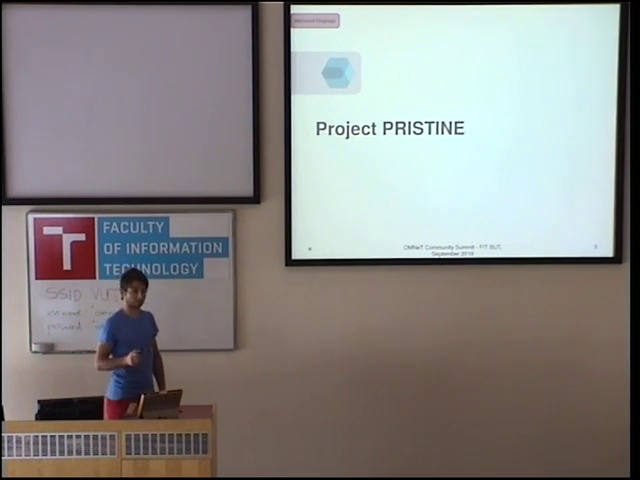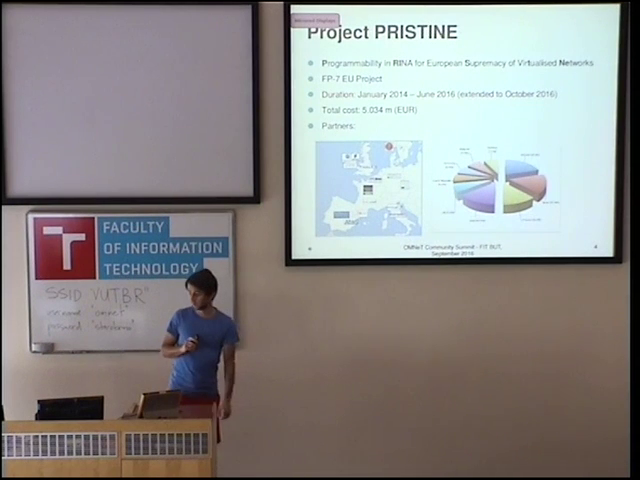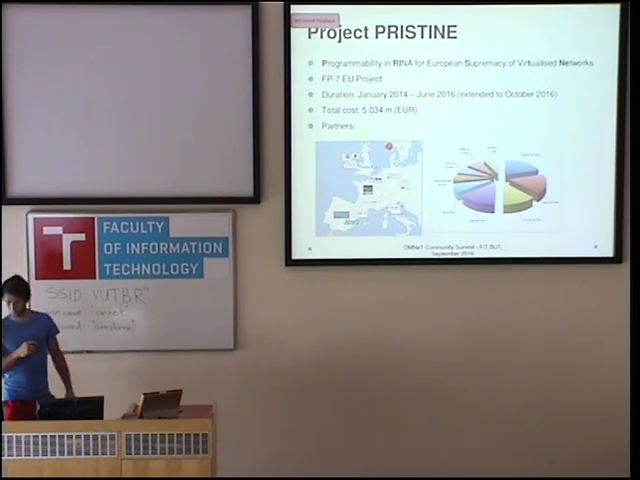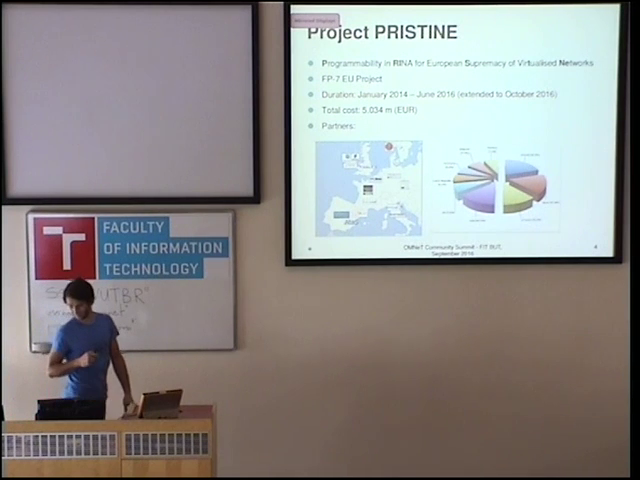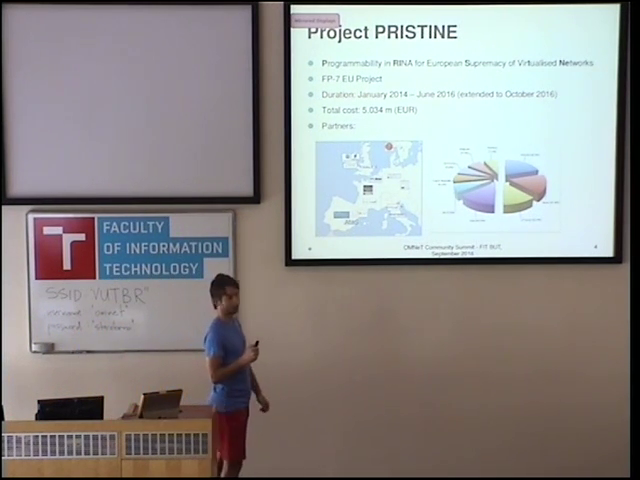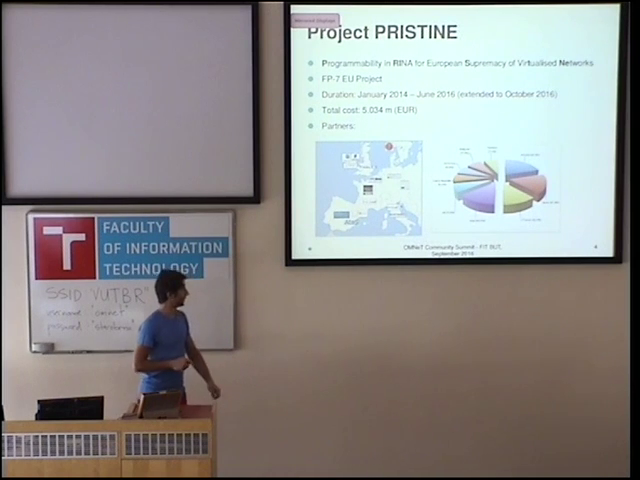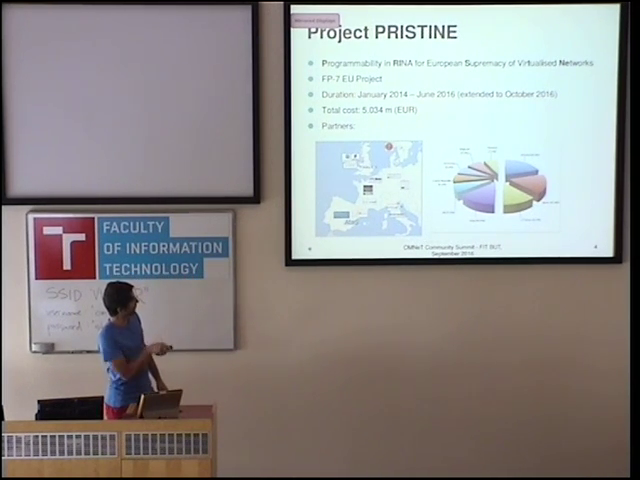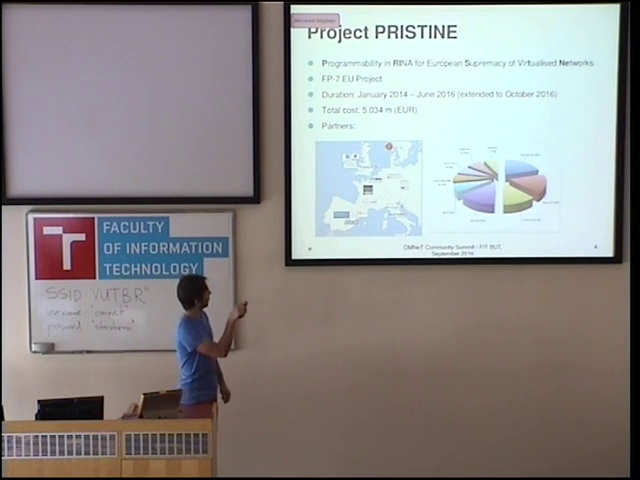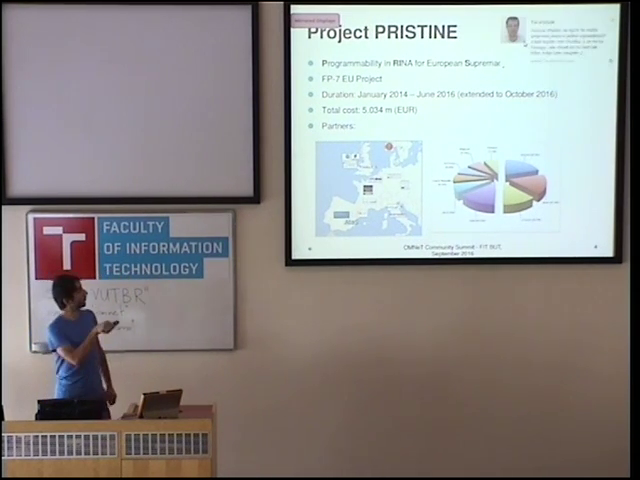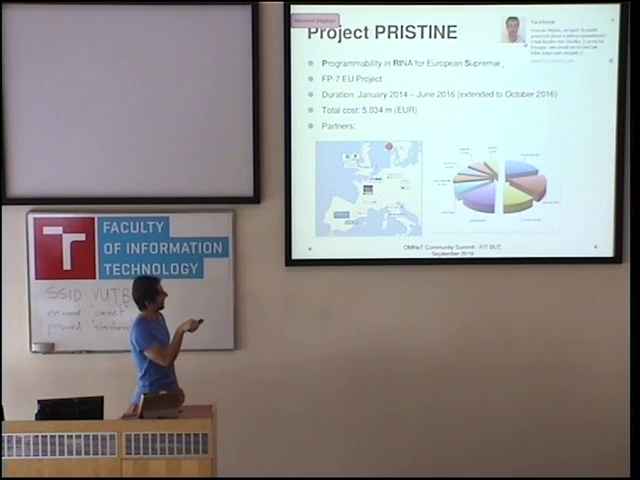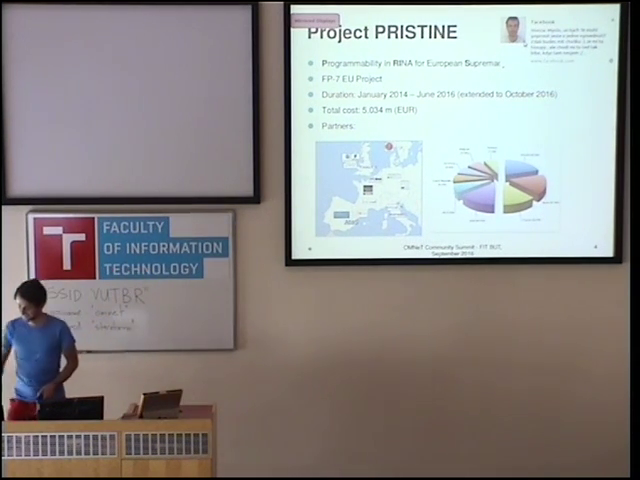Project Pristine is something called Programmability in RINA for European Supremacy of Virtualized Networks. It's really, really long, but it's a project from the European Union. There are about 15 partners around Europe, as you can see on the map. The total cost of the project is mentioned here, and it has been running since January 2014 to June 2016, and it was extended to October.